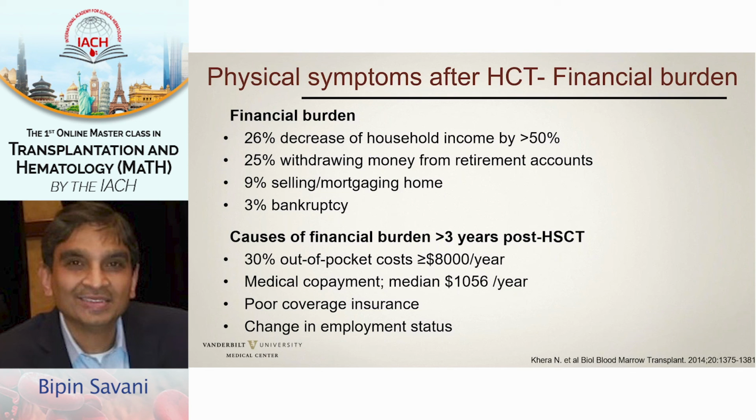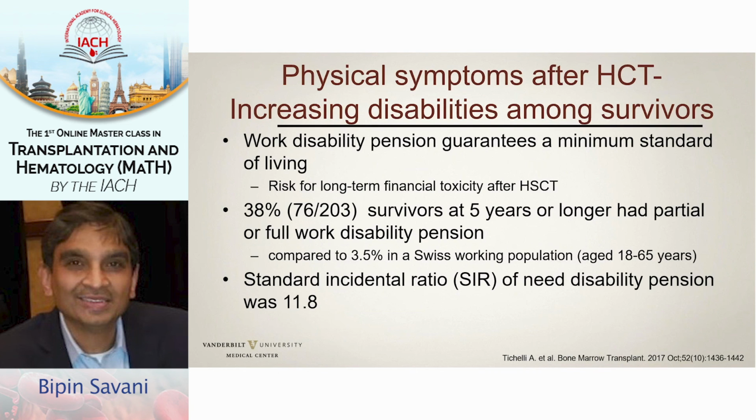All these bring the financial issue, especially for a young person who loves an independent lifestyle. 25% had a decrease in household income by more than 50%. 30% had out-of-pocket expenses of more than $8,000. Where are they going to go for financial help? People try to find a way to support themselves and their family. What is the best answer for how to support?